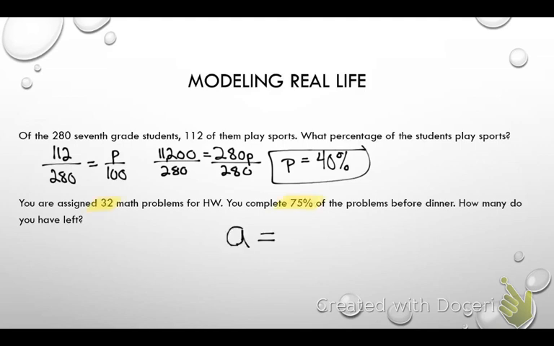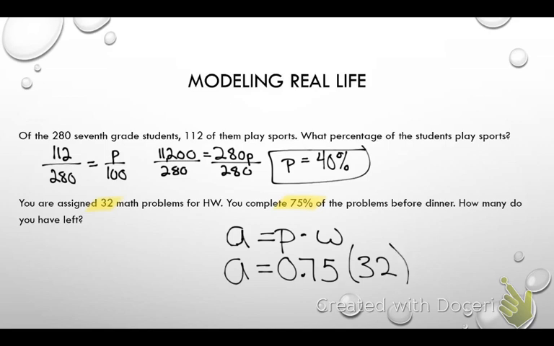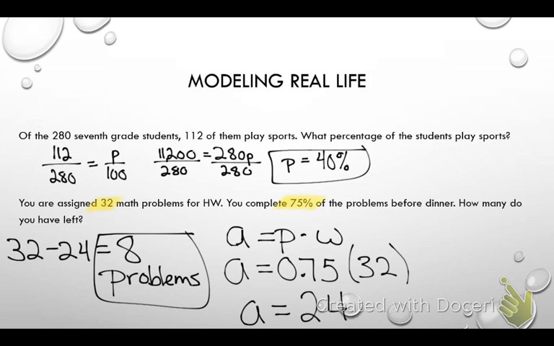Okay, 32. All right, so now 75%, that's your percentage. A equals P times W, 0.75. 32 goes in for W. Here's the thing though. This number is not how many problems you have left. This is how many problems you have already done. You've already done 75%. So how many do you have left? You have 8 problems. You have 8 problems left. Drop it like it's hot.